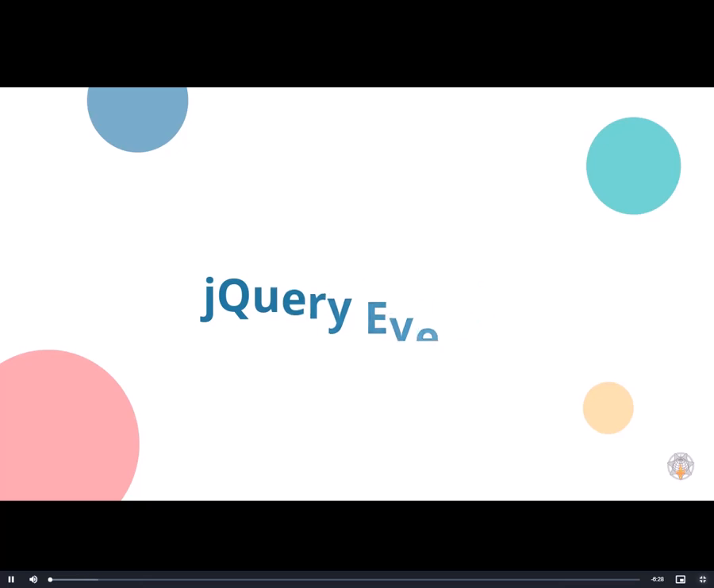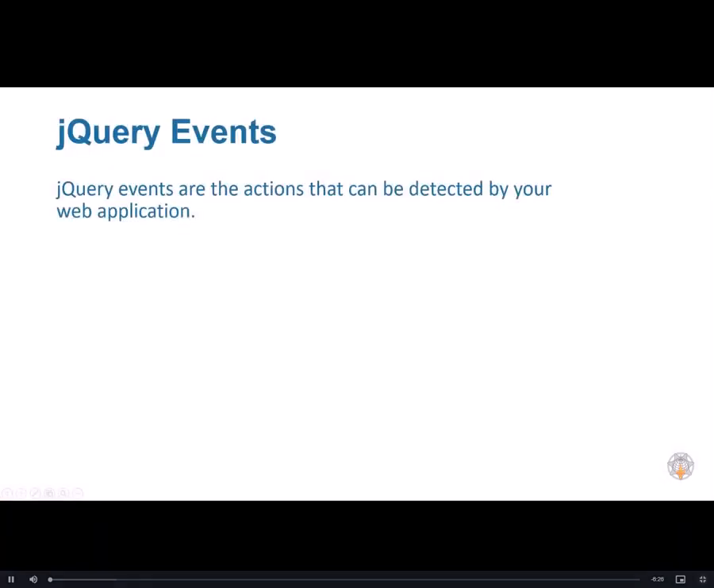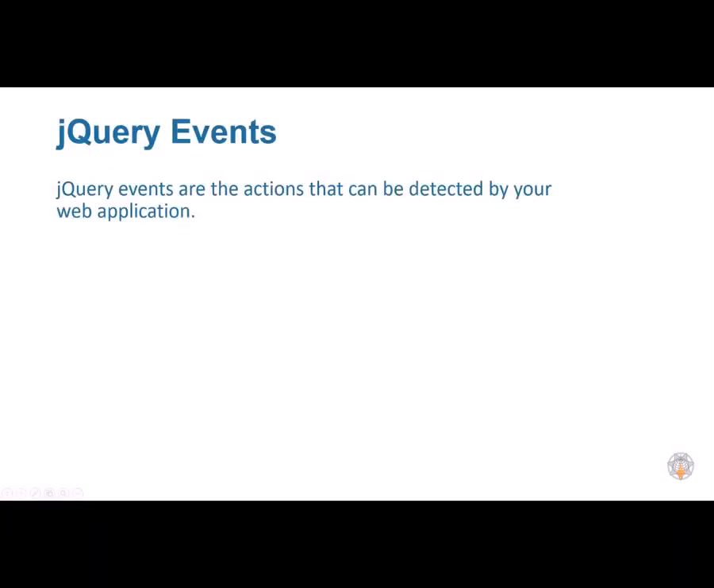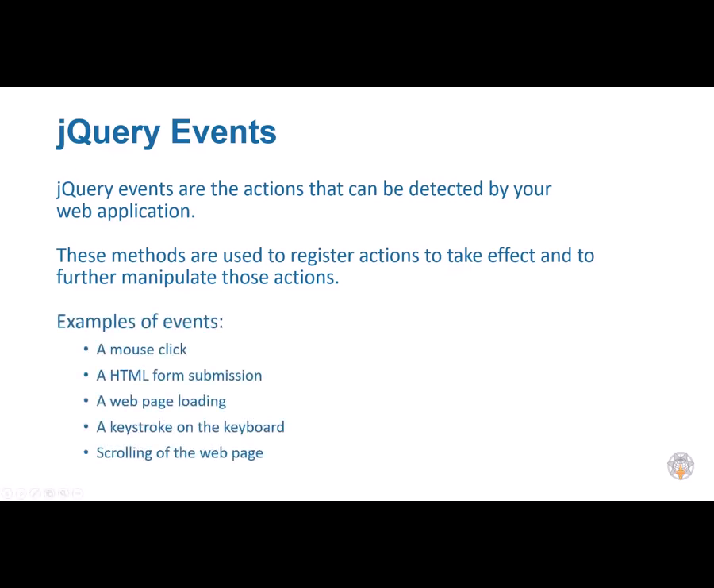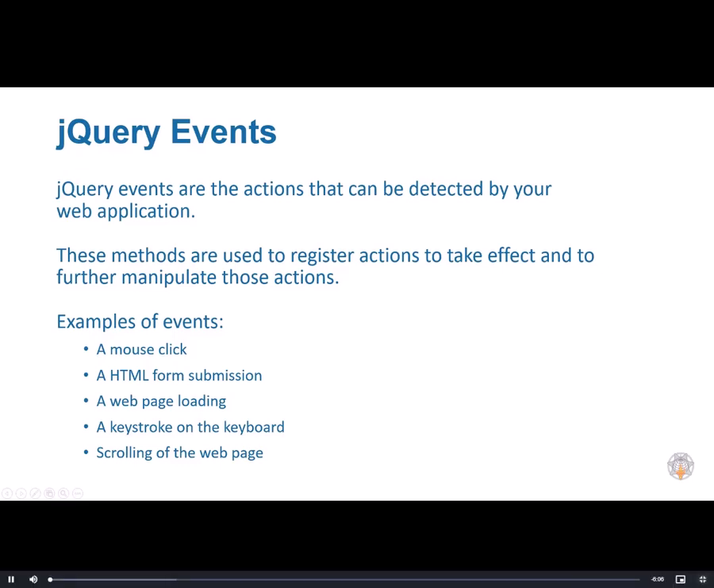jQuery events. jQuery events are the actions that can be detected by your web application. These methods are used to register actions to take effect and further manipulate those actions. Some of the examples of events that can take place on a web page are a mouse click, a HTML form submission, a web page loading, a keystroke on a keyboard, or even the scrolling of a web page is considered as an event.